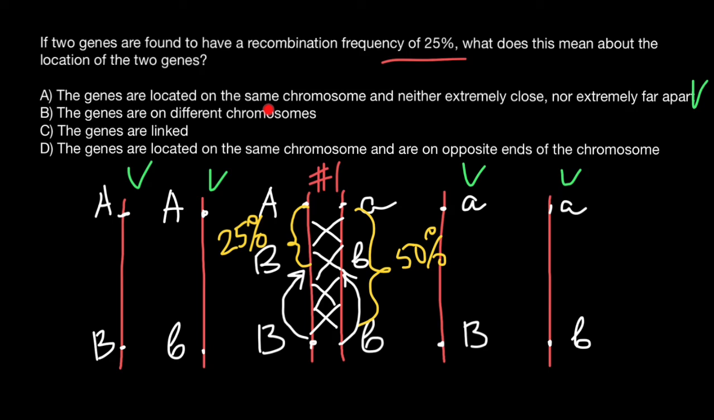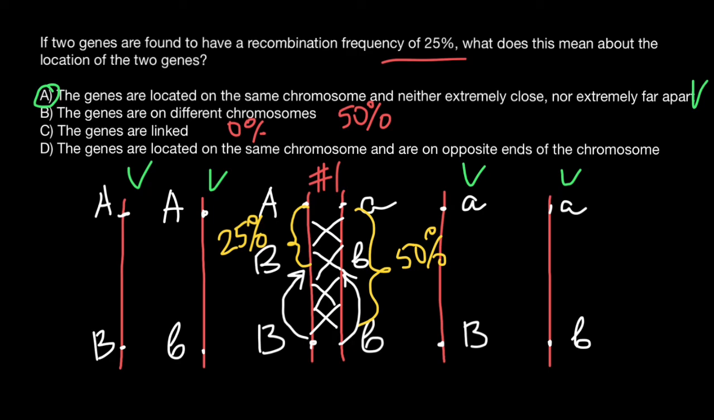Variant B, the genes are on different chromosomes. If genes were on different chromosomes, then we would get the maximum recombination frequency, which is going to be 50%. Just the same as if two genes were on the very tips of the same chromosome. Sometimes it's very hard to say. And variant C, the genes are linked. If genes are linked, that means that they're very close to each other and no crossing over happens, and they would be inherited together. So in this case, recombination frequency is going to be 0.